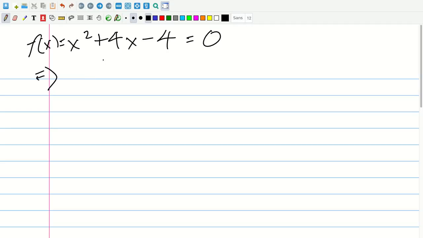No such thing. I can't figure out the factoring that easily, so I can't do the factoring method, because I can't figure out two numbers that multiply to negative 4 and add to 4. Instead, I'm going to do completing the square.